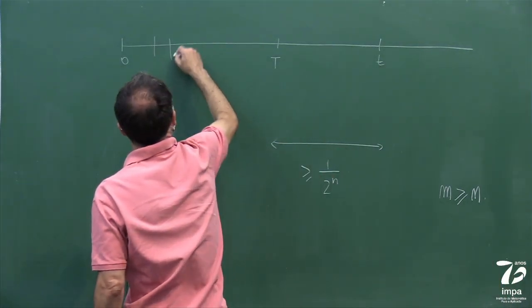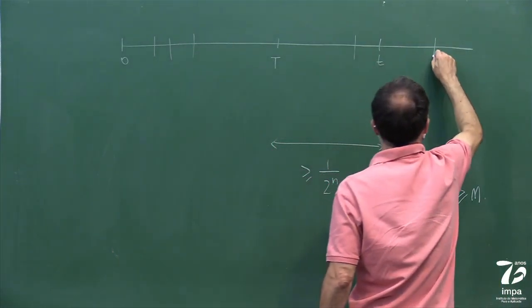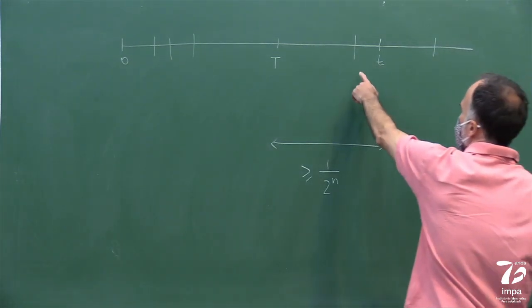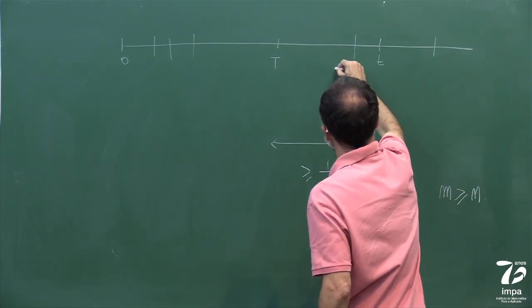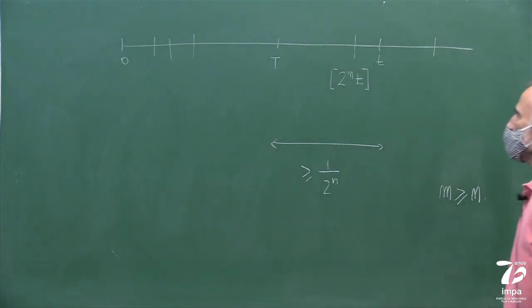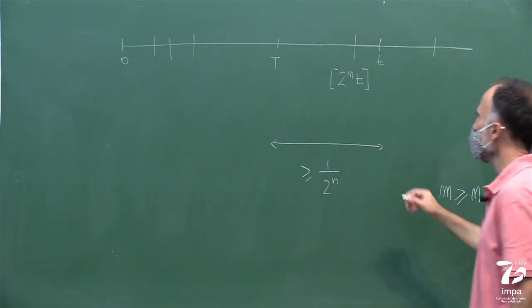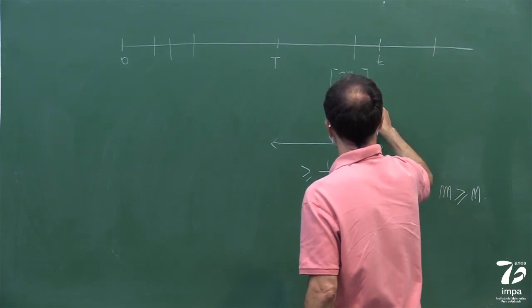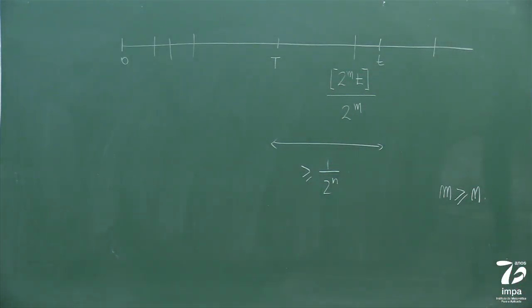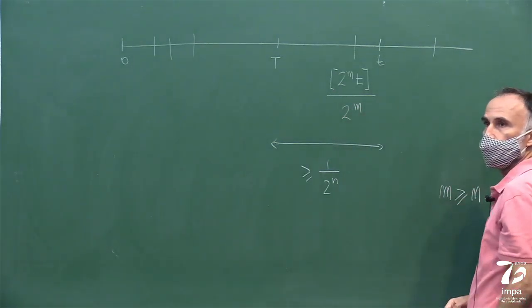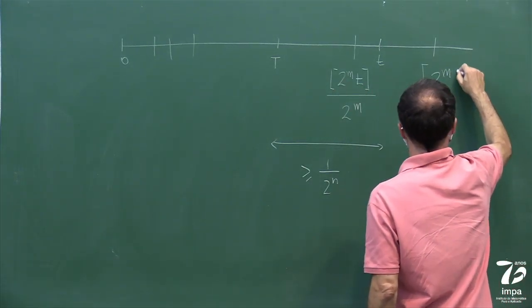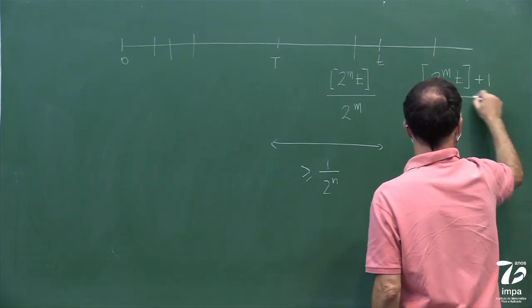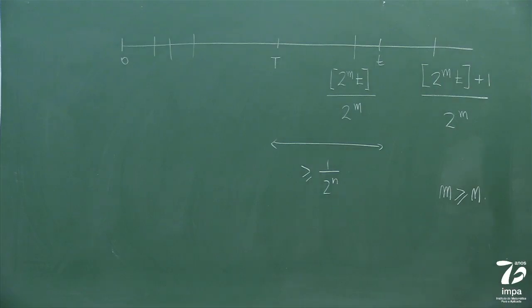So I have here one interval and the other one. Okay? So which one is this one? This is 2m multiplying t. I take the integer part of that, and I divide that by 2m. Okay? So this is smaller than t by definition of the integer part. And so the next one is this one. Okay?